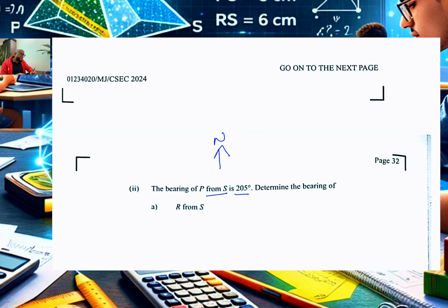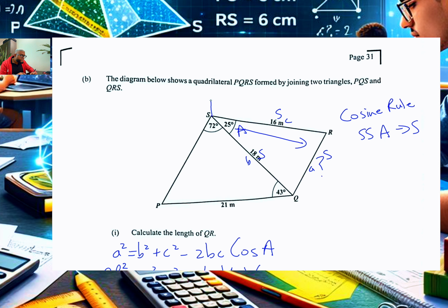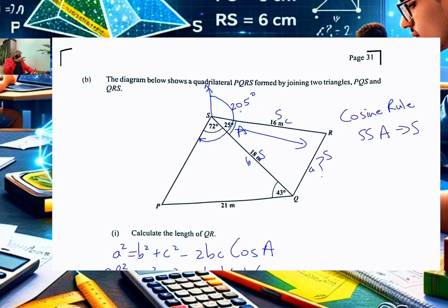So let me locate this bearing first, right? You're putting the north line at S. You're going in a clockwise direction to the line that goes to P. This is your north line. And it's going to be the angle that goes from S all the way to P. So that's 205.